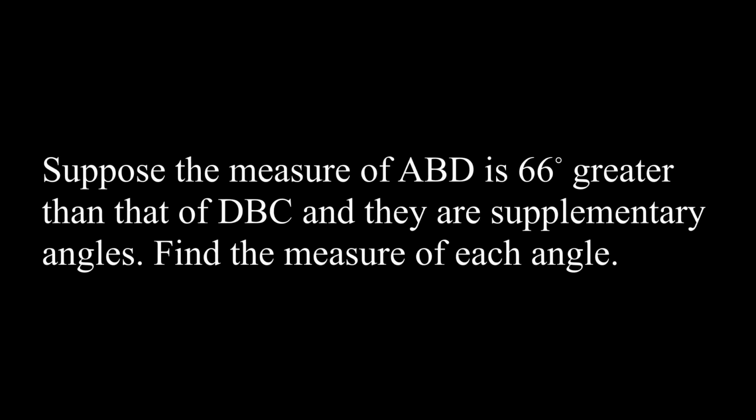Now we're going to look at one more quick example where we are given that the measure of angle ABD is 66 degrees greater than that of DBC, and the two angles are told to be supplementary. What we want to do is use that to find the measure of each angle in that pair.